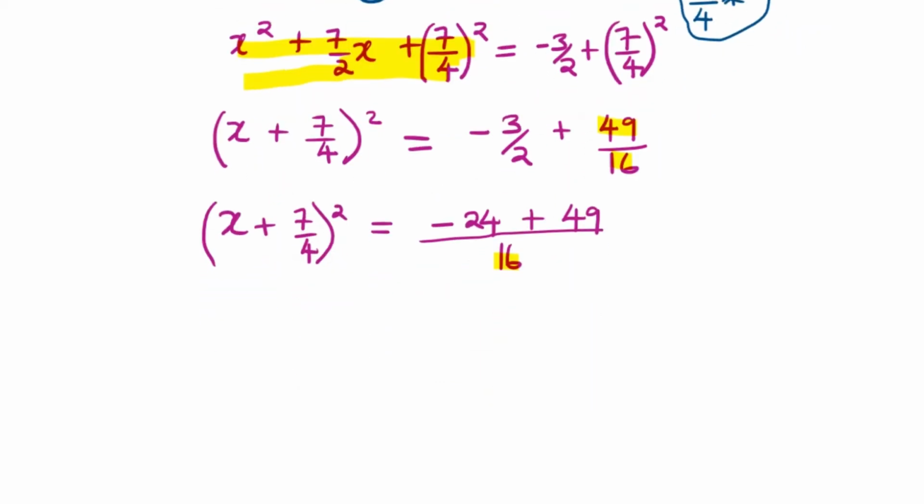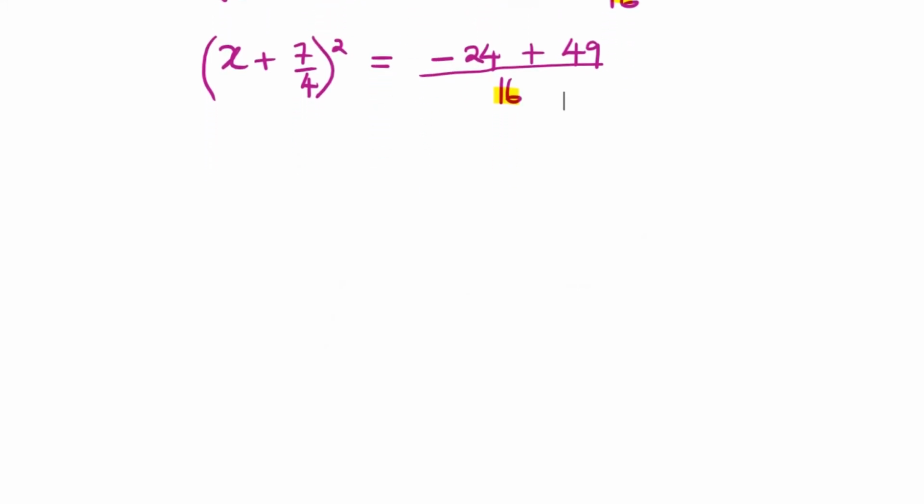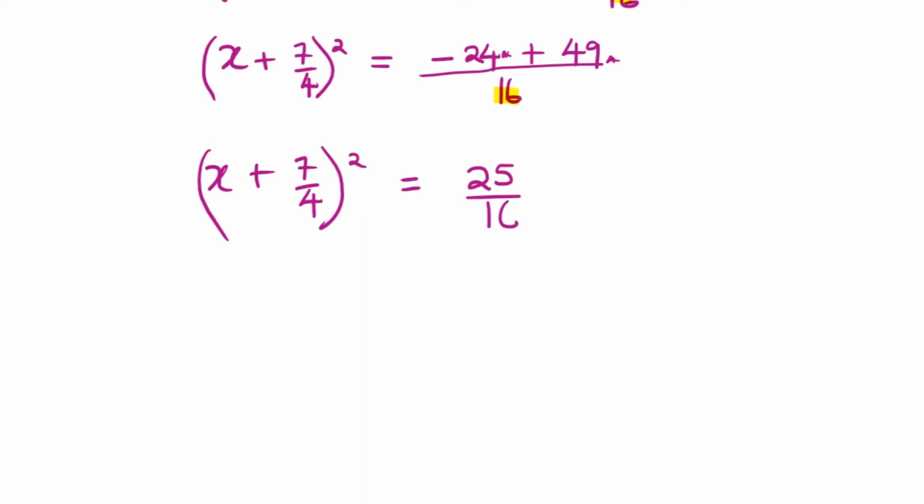Alright, we can proceed by saying we have x plus 7 over 4 squared is equal to 49 minus 24. Negative 24 plus 49 gives us 25 over the denominator 16. From there you can take the square roots, on this side too, positive or negative.